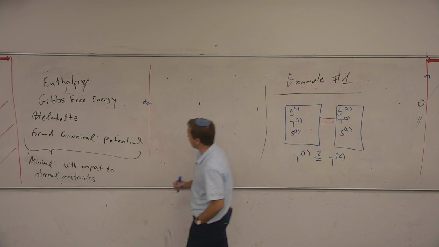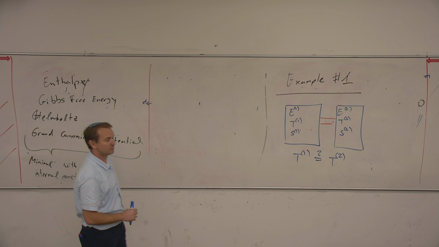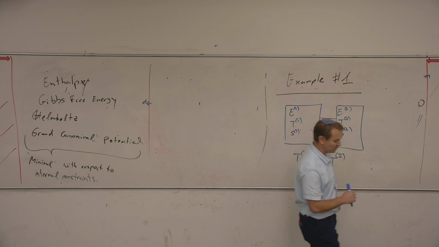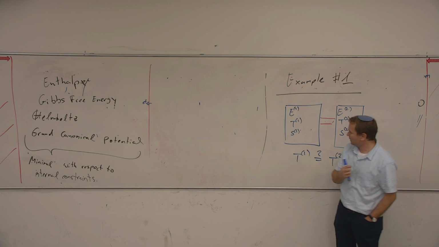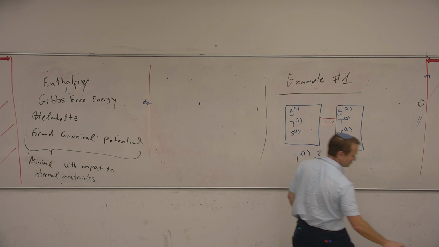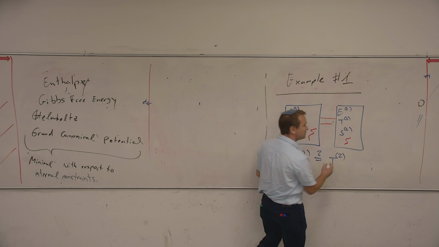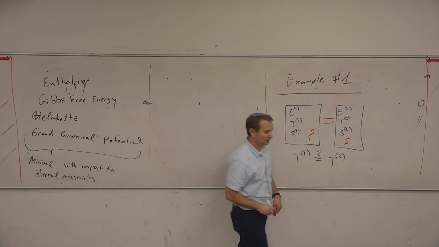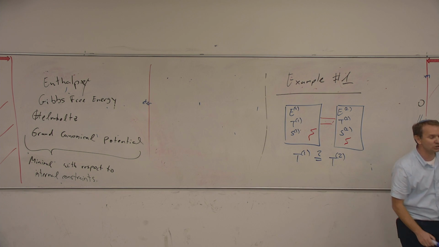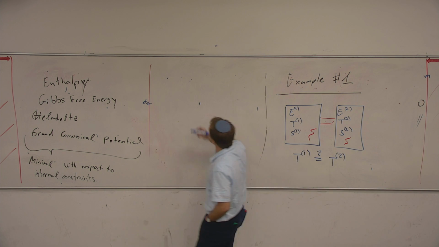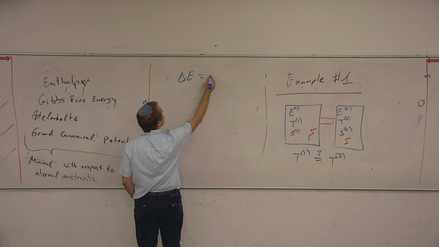So what can I do? How can I use my maximal entropy principle? Let's use the maximal entropy principle. I'm doing something to the system internally, such that the total energy is not changing. So delta E equals 0.